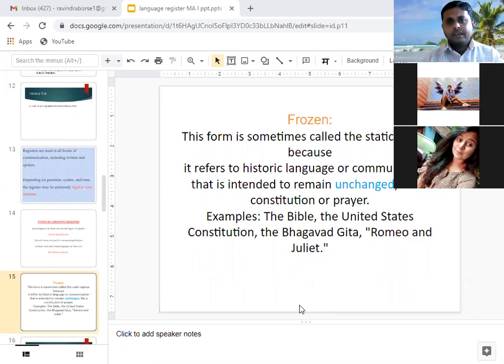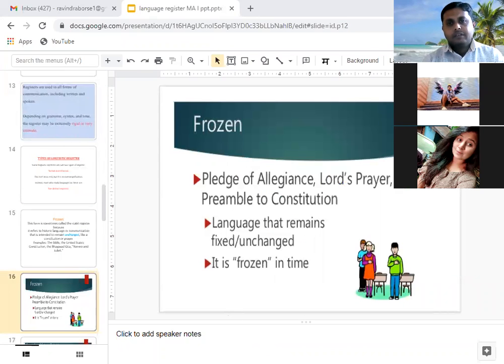We are frozen. Okay? When we read a Bible, when we read the Constitution, when we read the Bhagavad Gita, when we read Romeo and Juliet, we use frozen type of register. Right? India is my country. All Indians are my brothers and sisters. Frozen style. It is our daily practice, right? Like that. So frozen type of communication is there.